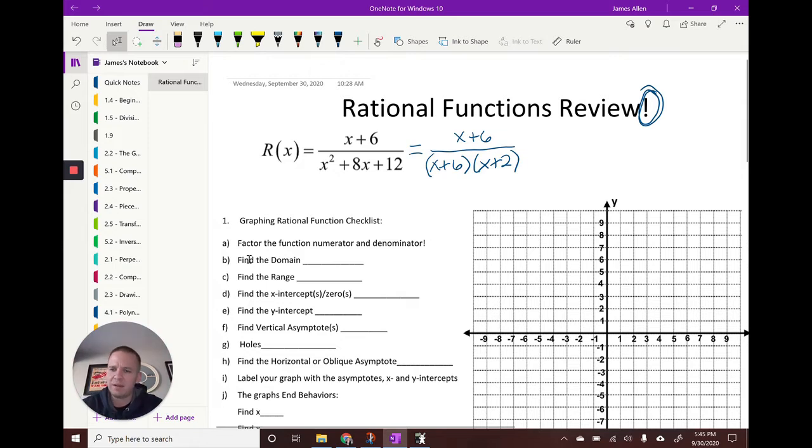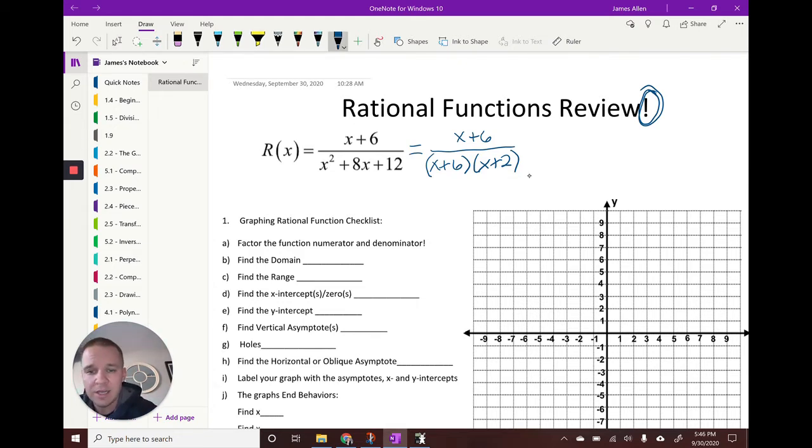So what's our domain? Let's address the domain first. Well, the domain is anything that I have to exclude when it comes to rational functions. What can I not divide by? Because this is a fraction. We have a polynomial over a polynomial, right? That's what we have here. This is a polynomial divided by a polynomial. What can I not divide by? I can't divide by 0. Well, what's going to make my denominator 0? That would be -6 and -2.